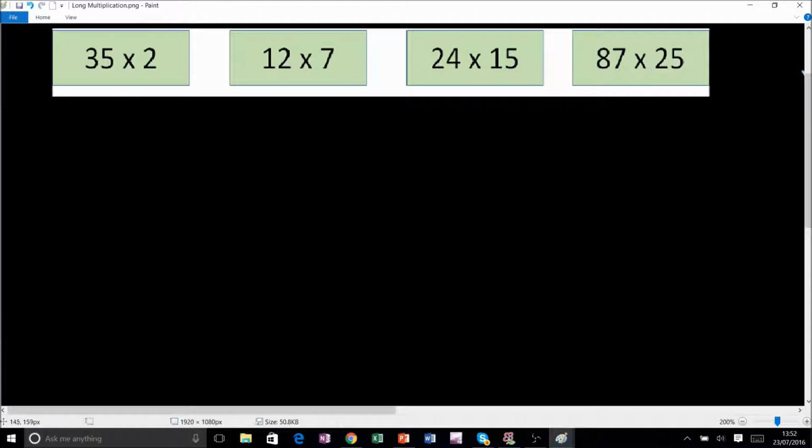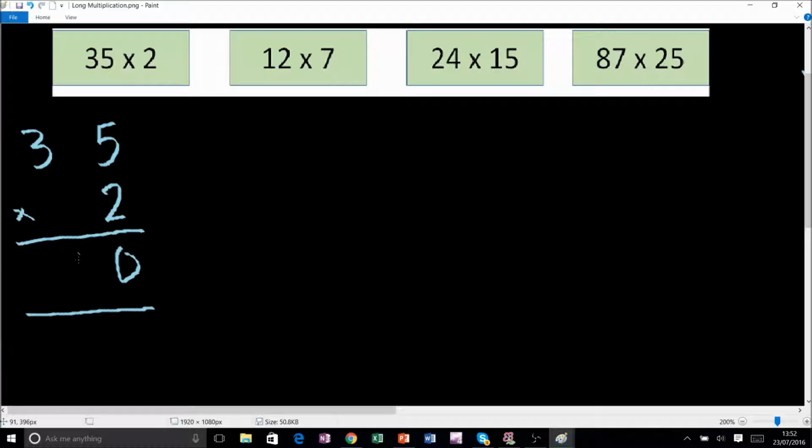Okay, so let's work on the first one. 35 times 2. Okay, so we've got 35, and we're going to multiply it by 2. First thing we're going to do is 2 times 5. What's 2 times 5 going to give us? It's 10. So we put the units here and we carry over the tens. Now we do 2 times 3 gives us what? It gives us 6. Then 6 plus the 1 here gives us 7. Okay. Lovely.